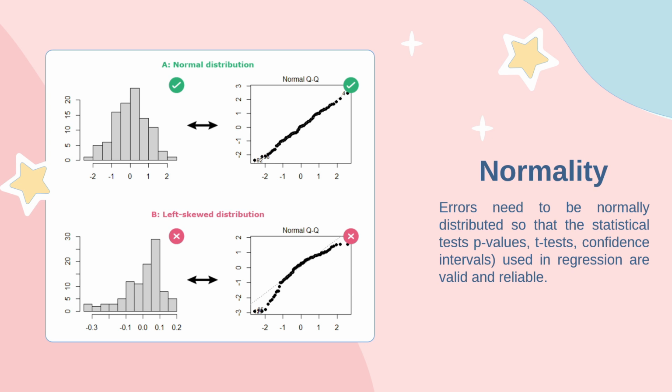The last one is normality. The errors need to be normally distributed, so the statistical tests, p-value, t-test, or confidence intervals used in the regression are valid and reliable. However, if it has a skewed distribution like below, you can see this one, right? The test for the coefficients might give a wrong p-value, leading to a wrong conclusion for the model, and that is very dangerous.